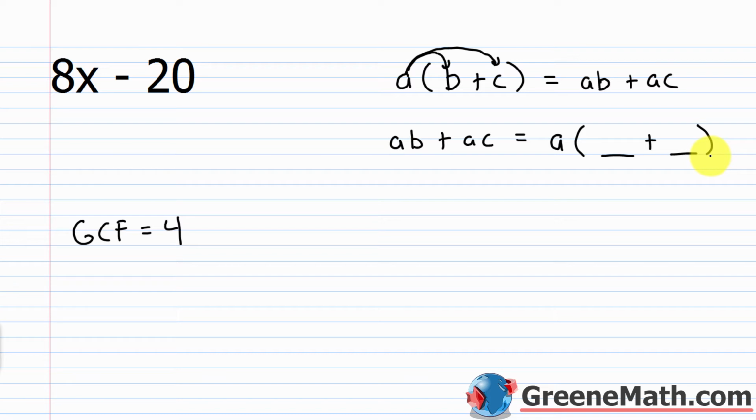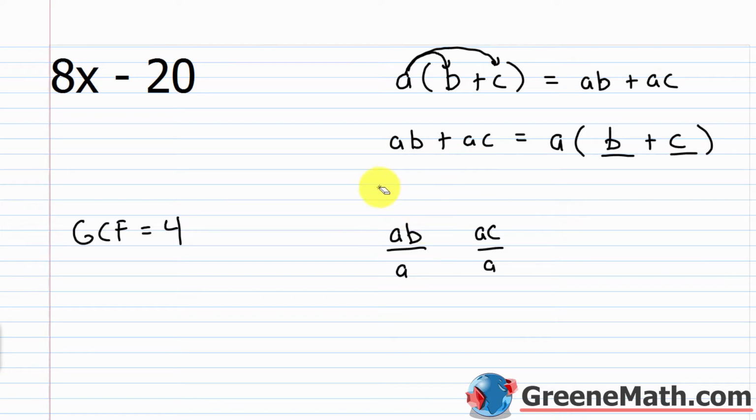The easiest way to do it would be just to take each term here and divide by what you're putting outside of the parentheses. In other words, if I took AB and I divided by A, I get B. If I took AC and I divided by A, I would get C. And the reason that works is because, remember, division is the opposite of multiplication. So if I take AB and I divide by A, I get B. If I was to multiply A by B, I get AB right back, right? It's just the opposite operation.